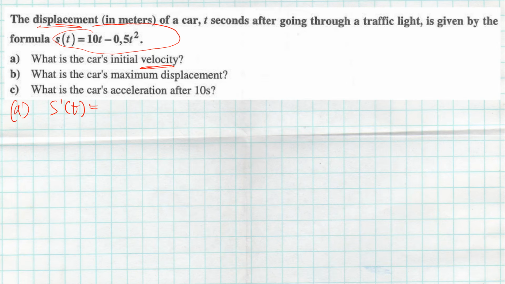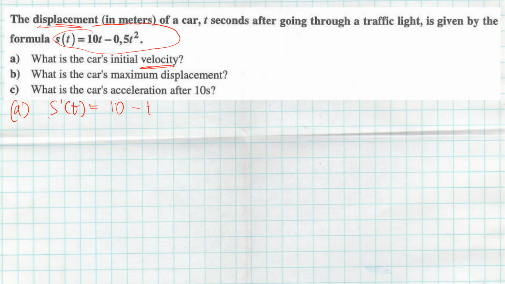So it's going to be 10 minus 0.5 times 2, which gives us 1. Is it 1? 0.5 times 2, yes, it's going to be 1. Then t to the power 2 minus 1 gives us t to the exponent 1. So that is our velocity equation, v = 10 - t. From that velocity equation, we can get the initial speed.